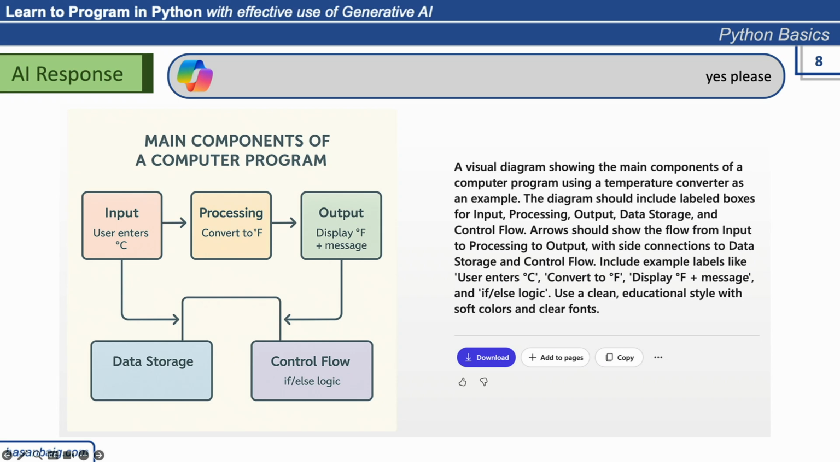So it gives an example of when a user wants to convert temperature from degrees Celsius into Fahrenheit. For example, the user provides a temperature in degrees Celsius. There must be some processing, like an equation or a formula, which converts from Celsius to Fahrenheit, and then it displays something on the screen, in the form of Fahrenheit. Then it also shows some additional data storage and control flow components. So as I mentioned, you should be able to identify whether the information provided by generative AI is absolutely correct or not. You should be able to filter out what is correct and what is important. Okay.